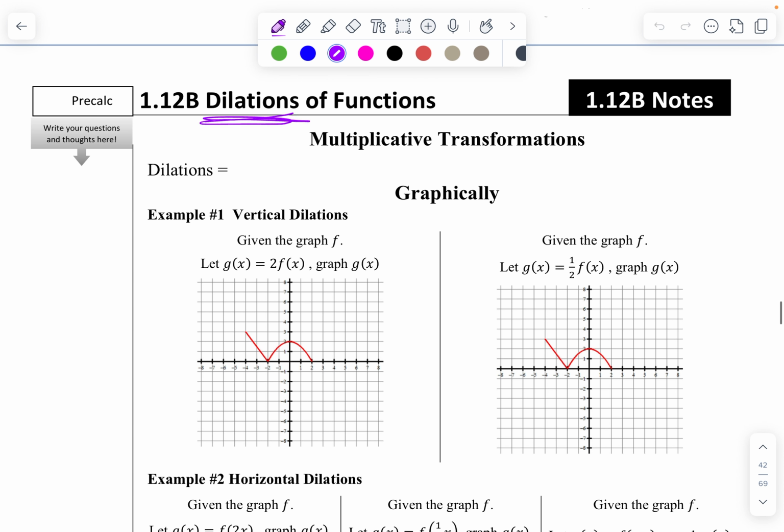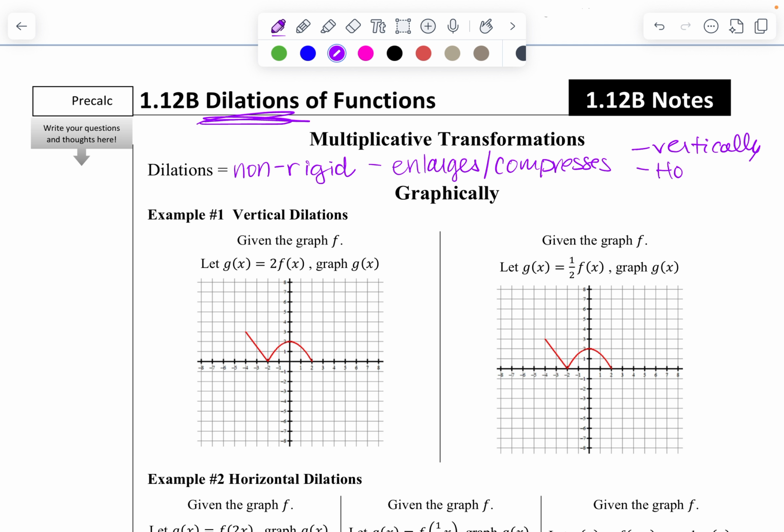12B, dilations of functions. When something gets dilated like your pupil, it can get bigger and smaller, but stays the same shape. So a dilation is what we call a non-rigid, meaning it doesn't stay the same size, but it does stay the same shape. It's a non-rigid, which means it enlarges or compresses. And this can be vertically or horizontally.